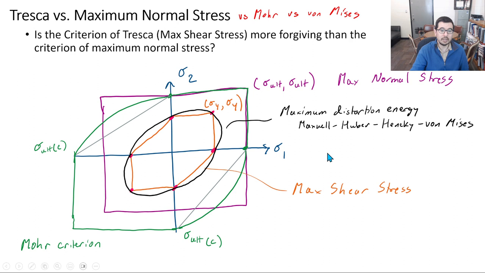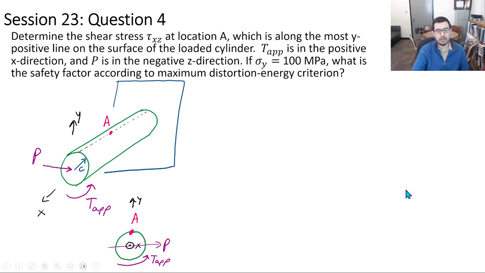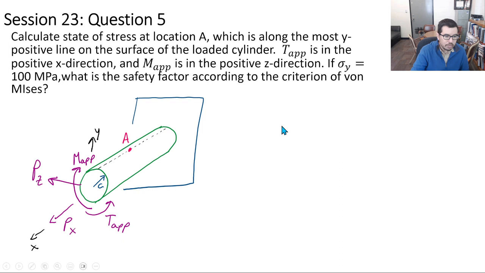Okay. So here is a question that may look a little bit familiar, this loading scenario. And the question is, what is the safety factor according to the maximum distortion energy criterion? And then the next question, the last question for this session, is also a little bit similar to what we've done in the past. And again, what is the safety factor according to the criterion of von Mises?